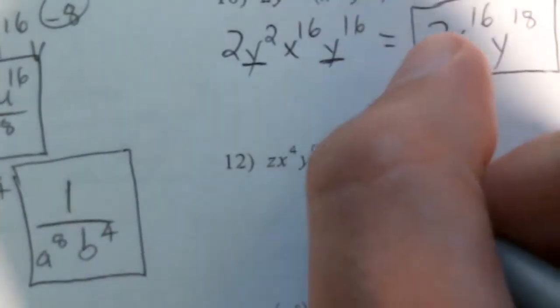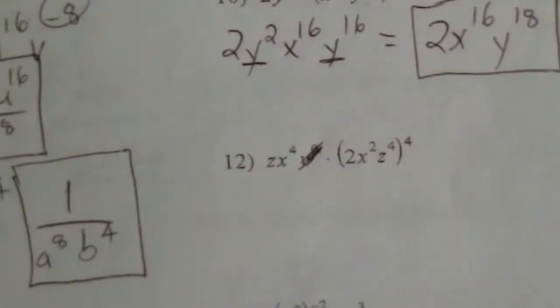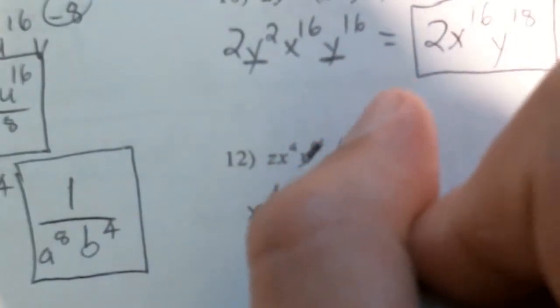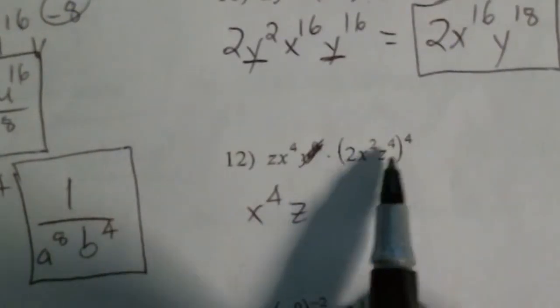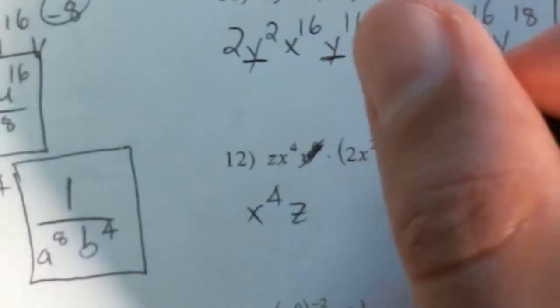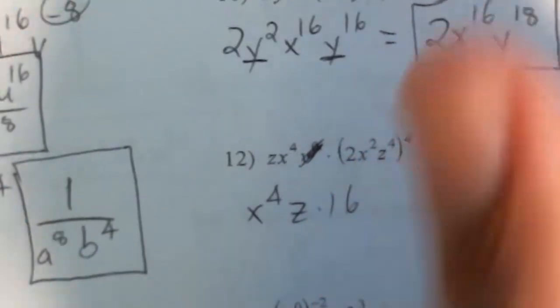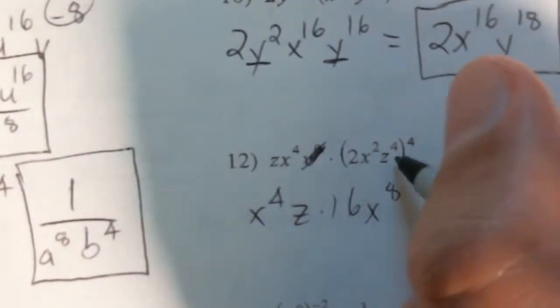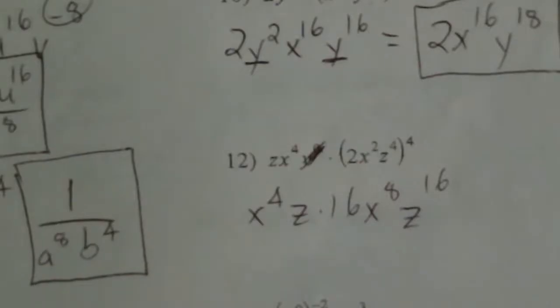Anything raised to the 0 is a big fat 1, so just scratch that out. So I have, let's put these in alphabetical order, x to the 4th, z. Now remember that everything in the parentheses is being raised to the 4th. 2 to the 4th is 16. 2 times 4, that's the power rule, that's x to the 8th. 4 times 4 gives me z to the 16.